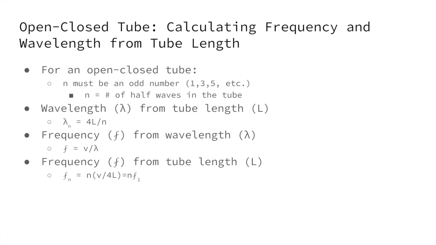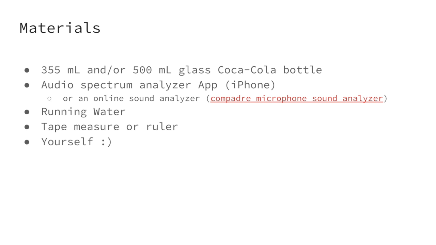Finally, to find the frequency of the wave using the tube length, multiply the mode number by the speed of the wave and then divide that by 4 times the length of the tube. The frequency of a harmonic can also be found by multiplying the mode number by the fundamental frequency, which has an N of 1. Now we get to have some fun.